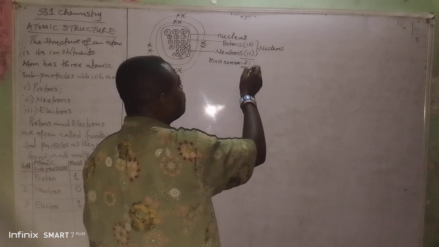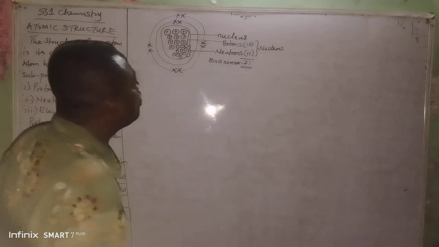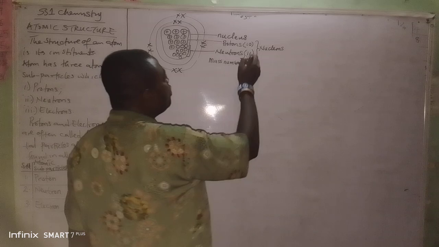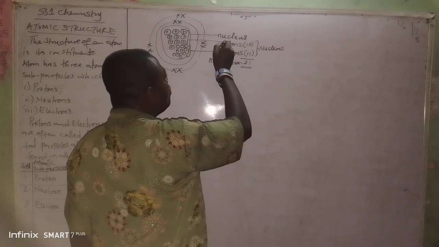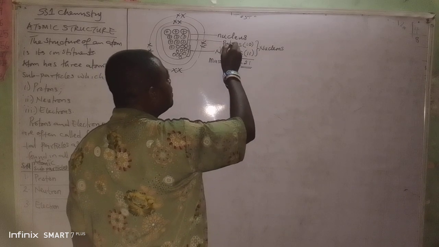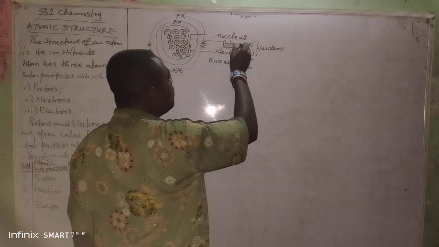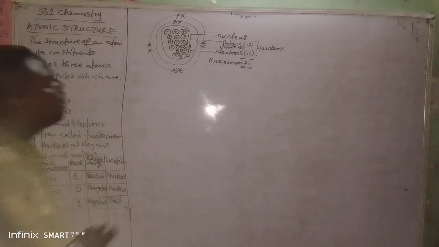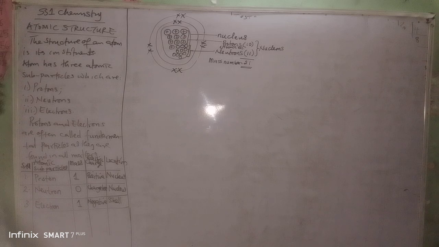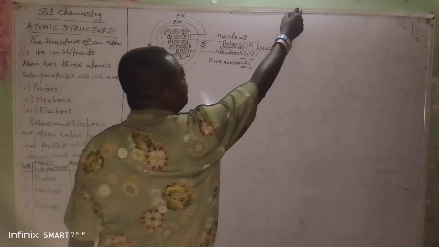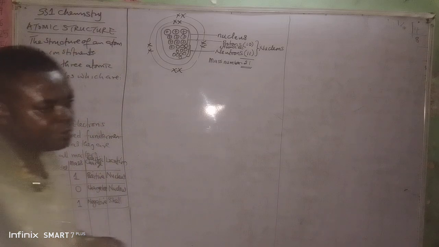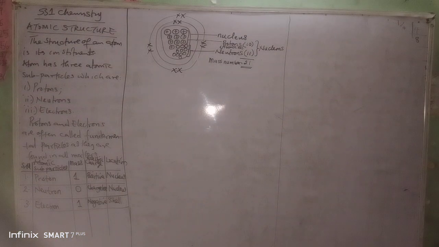Mass number is this 21. When we add the proton number and the neutron number, we get the mass number. Then the proton number is the atomic number. Take note of that. Atomic number is the proton number. This 10 now is the atomic number of neon. So now, why is it the atomic number of neon? Because it has. So let's look at some common terminologies associated with atomic structure.